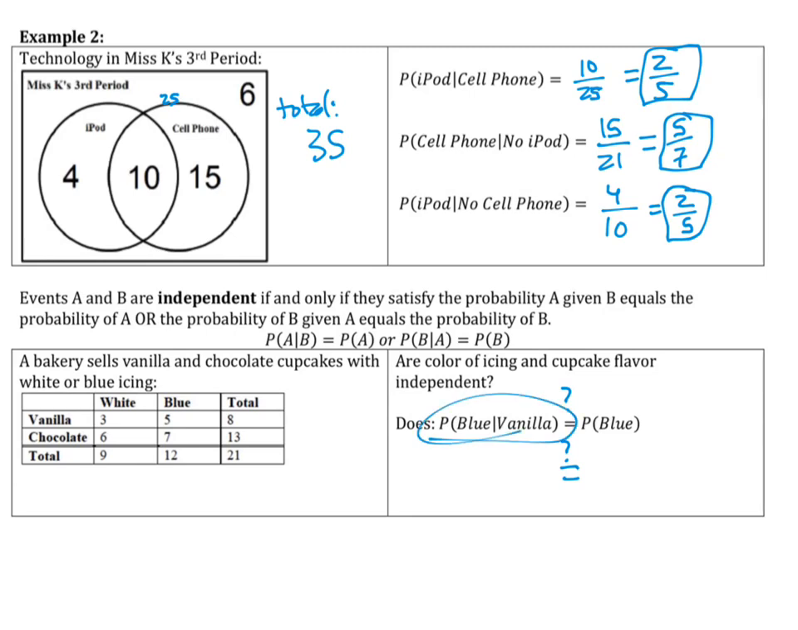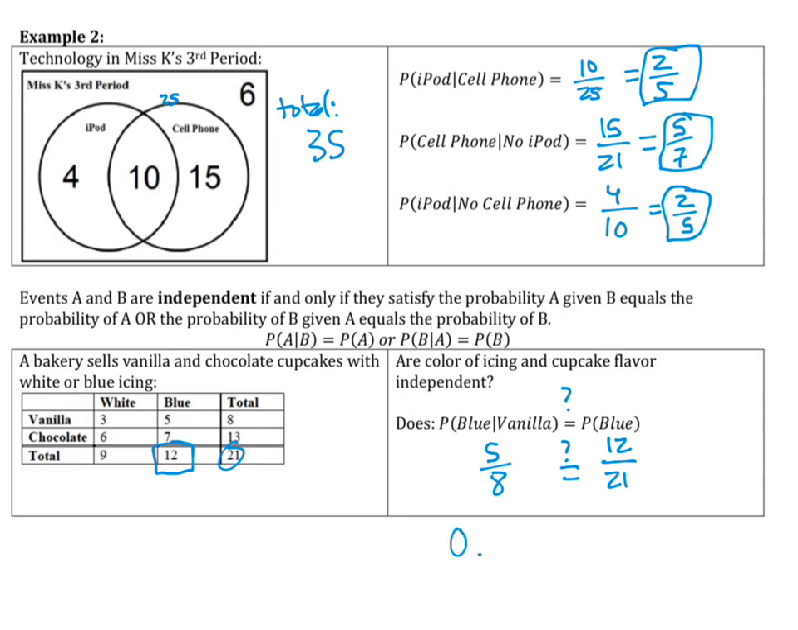So, first one here, figure out how many are vanilla, so there's 8. Figure out how many are blue frosting, there's 5. And so 5 of the 8 vanilla cupcakes have blue frosting. And then you have to figure out what's just the probability of any cupcake having blue frosting. Well, there's 12 of them out of the 21 cupcakes. So 12 out of the 21. You need to figure out if these are the same or not. Take a moment to put them in the calculator so you can get the decimal representation and figure out if they're the same. So pause the video, go ahead and do that.